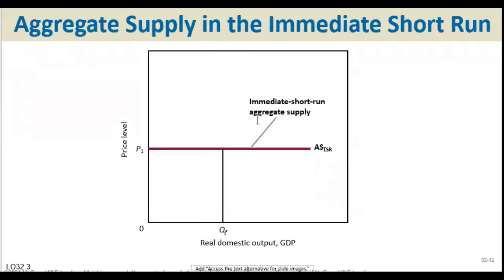So this figure illustrates the aggregated supply in the immediate short run. You can see that in the immediate short run, the aggregated supply, denoted here as AS sub ISR, is just a straight horizontal curve at the current price level of P1. With output prices fixed, collectively firms will supply output at a level that is demanded at the price. So the prices being fixed, they can only supply the output that the market demands at the price P1.